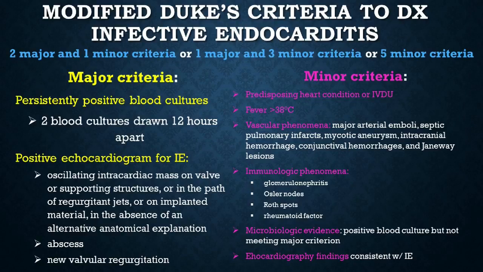The minor criteria include predisposing heart condition or IV drug user, fever more than 38 degrees Celsius, vascular phenomena like major arterial emboli, septic pulmonary infarct, mycotic aneurysm, intracranial hemorrhage, conjunctival hemorrhages, and Janeway lesions. Also immunologic phenomena like glomerulonephritis, Osler nodes, Roth spots, and rheumatoid factor. And also microbiologic evidence like positive blood cultures but not meeting the major criteria that we just discussed. And of course, echocardiographic findings consistent with infective endocarditis.